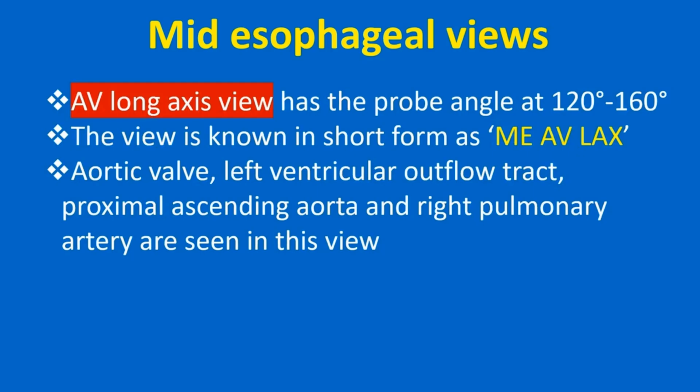AV long axis view has the probe angle at 120 to 160 degrees. The view is known in short form as ME AV-LAX. Aortic valve, left ventricular outflow tract, proximal ascending aorta and right pulmonary artery are seen in this view.